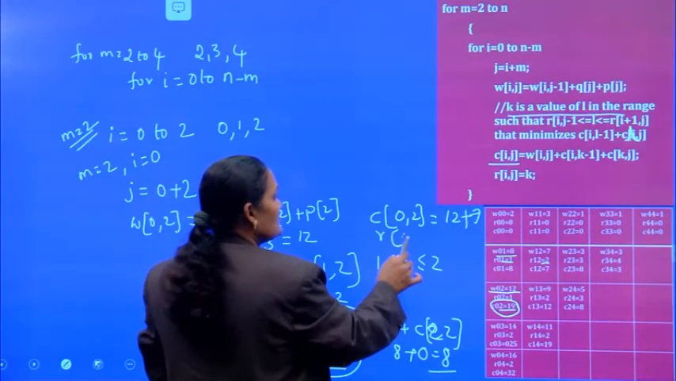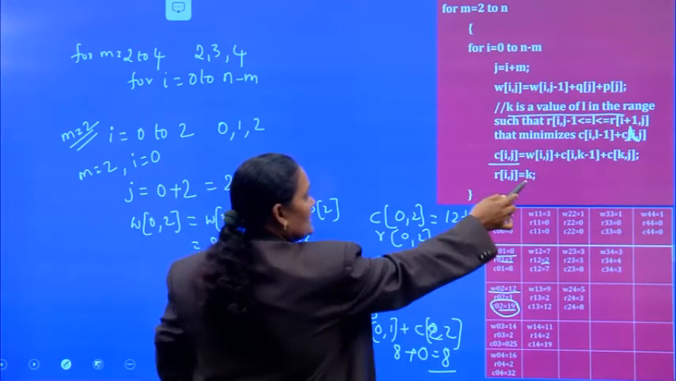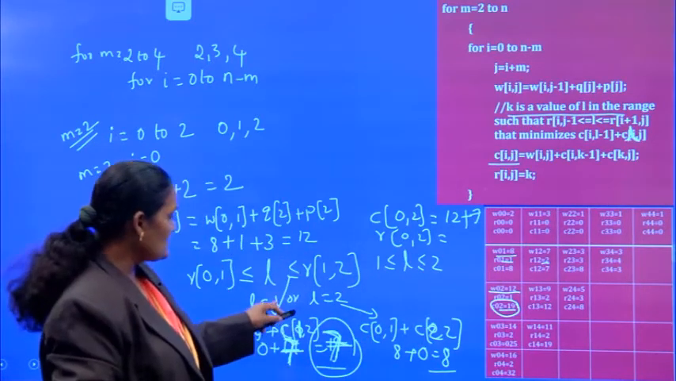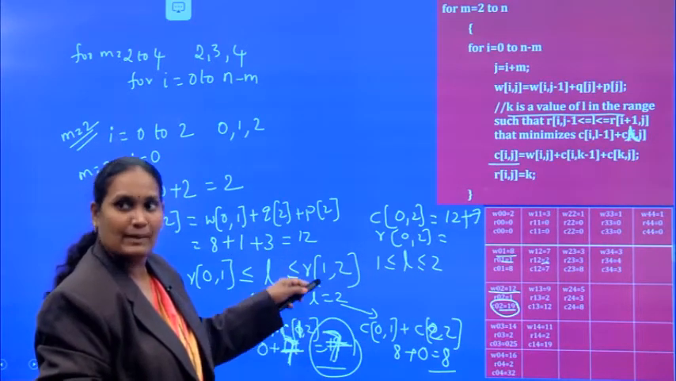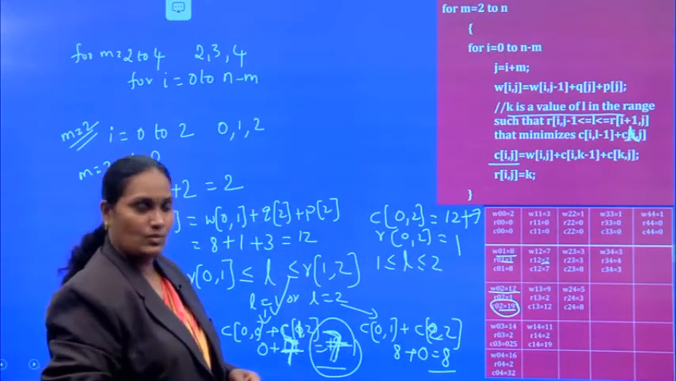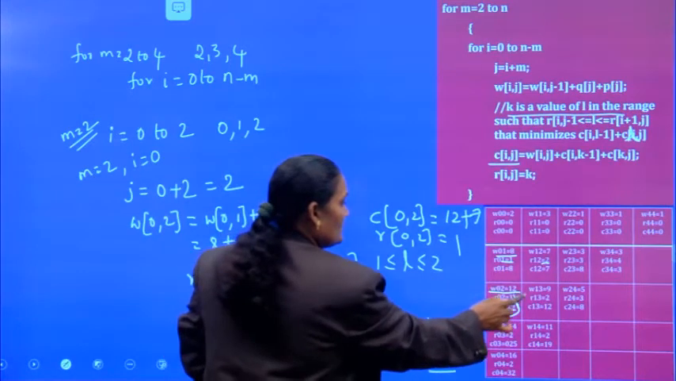Now what is R02? R02 is equal to K. What is the L value we are considering? 1. L value is 1. That is what we are considering. So K becomes that L value. So that is 1. R02 is 1. So here R02 value is 1.